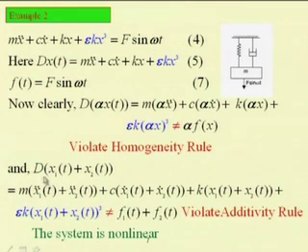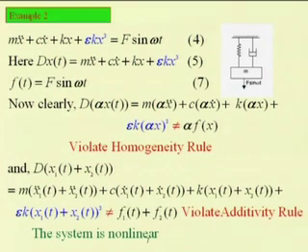Similarly, one can check by taking D of x1(t) plus x2(t). This will not be equal to the sum of the individual responses, as the term contains this epsilon term. So this violates the additive rule. In this way one can check, and due to the presence of this nonlinear term, this is not satisfying the homogeneity rule and additive rule. So this equation cannot be considered a linear equation; it is a nonlinear equation, and this nonlinear equation can be solved in different ways. Those things I will tell you later.